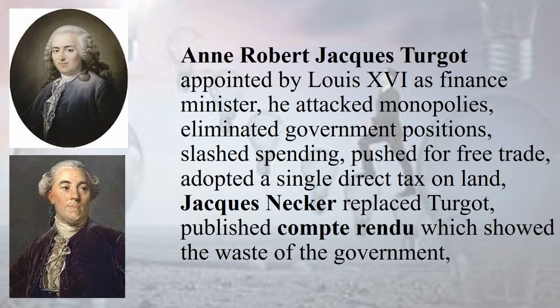Jacques Necker replaces Turgot, and he publishes the Compte Rendu, and this shows just how much money the government is wasting. It shows where all the money is being spent, and again, it just further alienates the king from the people. If you're trying to prove yourself to be a man of the people, this is something that just kind of pushes you outside of that. Of course, if they ever did that under Louis XIV, the people surely would have rebelled during that time period as well.